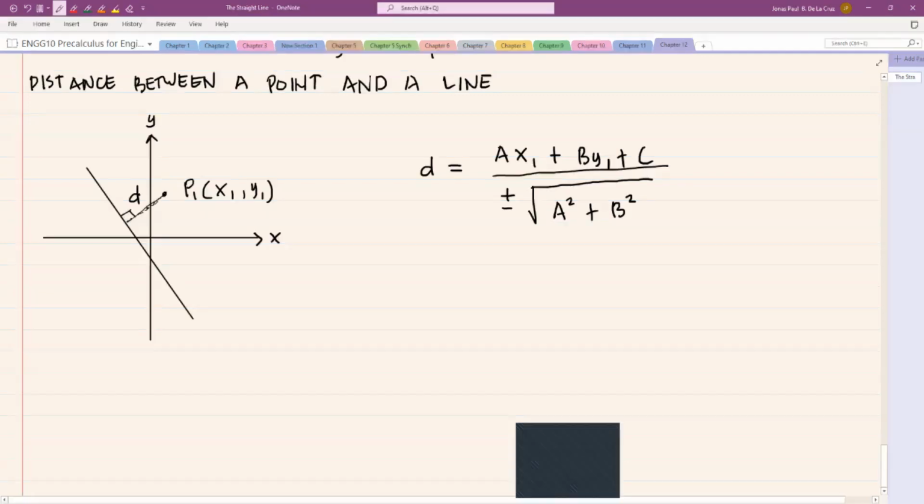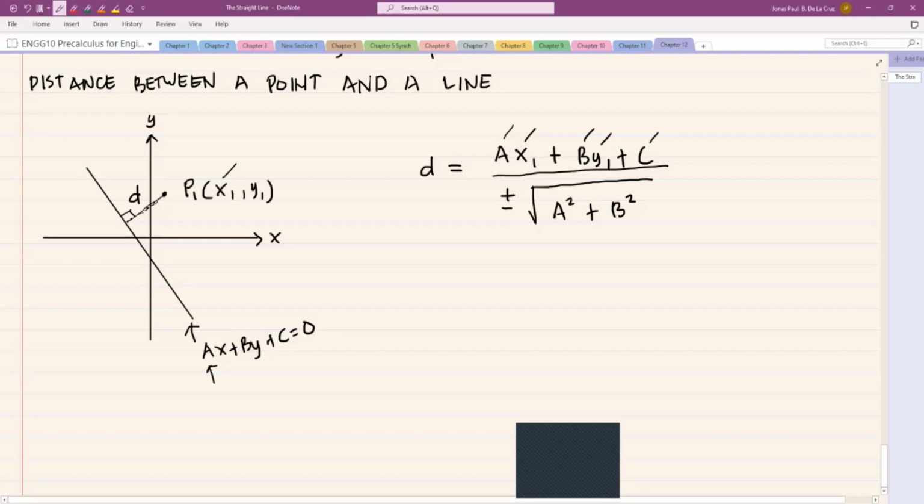Okay, so the line has an equation of the form ax plus by plus c is equal to 0. So we have ax plus by plus c as the equation of the line, and we have a point whose coordinates are x1, y1. So this a is whatever the a is there, x1 is whatever the x is there. So it is direct substitution from the equation and from the point. Now, our problem here is which sign are we going to use?